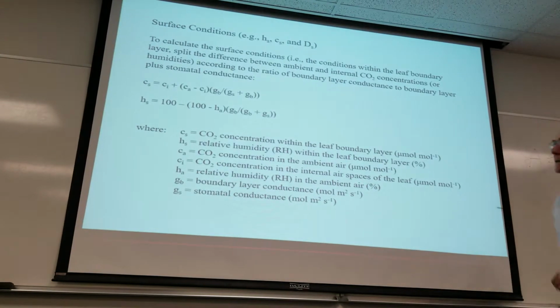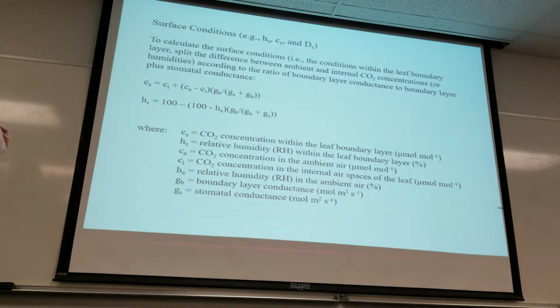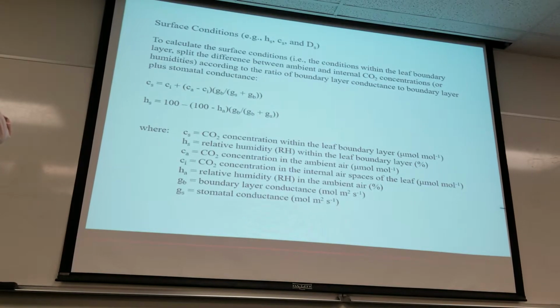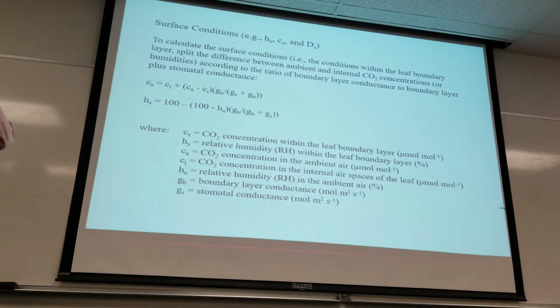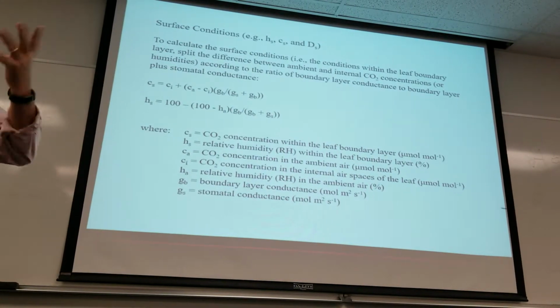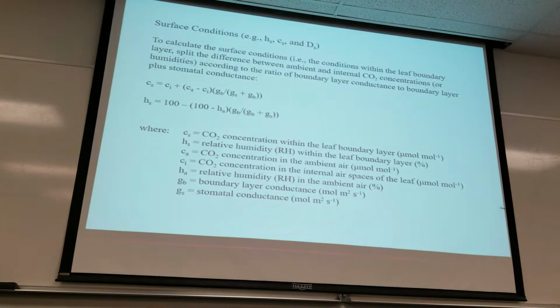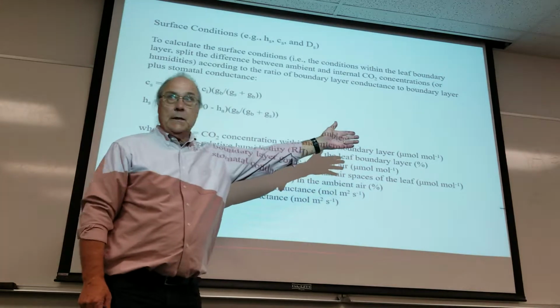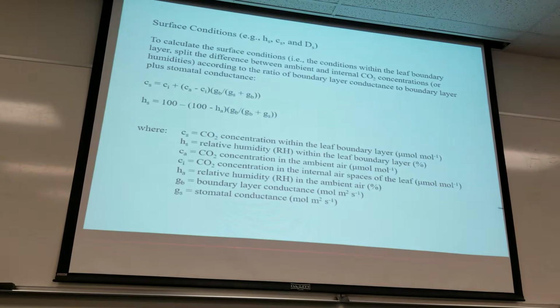Turns out you can just partition. If you know the ambient CO2 concentration and the internal CO2 concentration, that difference, you partition it according to the ratio of the boundary layer conductance, the stomatal conductance, the same ratio, and that's what these equations show. So you can use that. That equation is useful for estimating stomatal conductance and potentially useful in a model of photosynthesis that is related to productivity and yield.